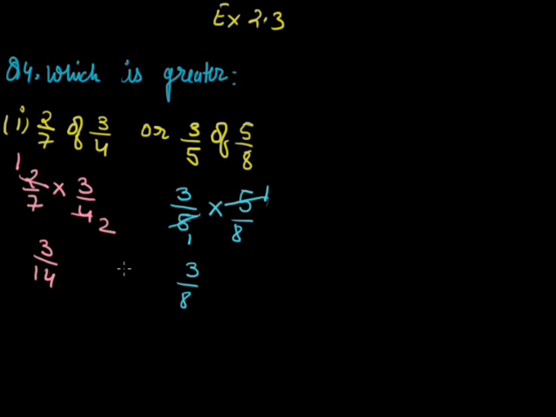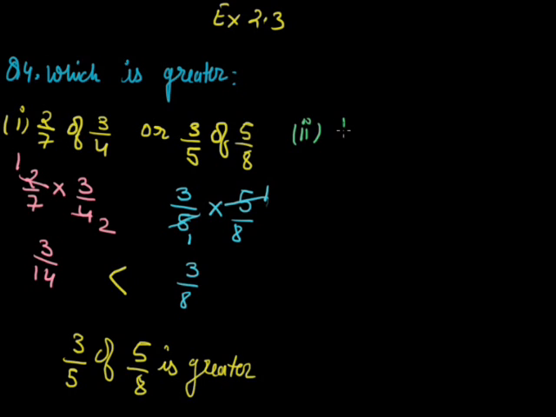Now you can simply compare which one is greater. Since the numerators are same, so the number with the lower denominator will be greater. Since we have to divide it into lesser part. So here we can say that 3 by 8 is greater. Or instead of that we can say 3 by 5 of 5 by 8 is greater.